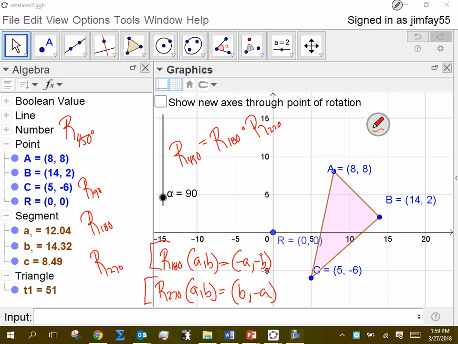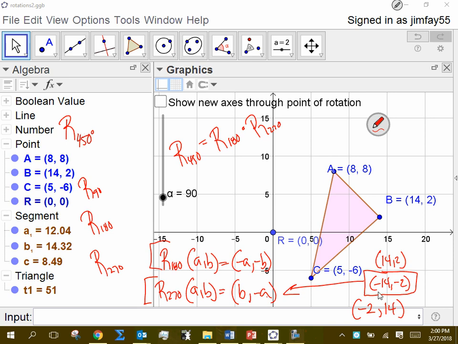If I do this, I'll take (14, 2). Apply this rule to it. So it becomes (-14, -2), right? Okay. Now take that and apply the next rule to it. So you flip-flop them, and it gives me (B, -A), which is (-2, 14).